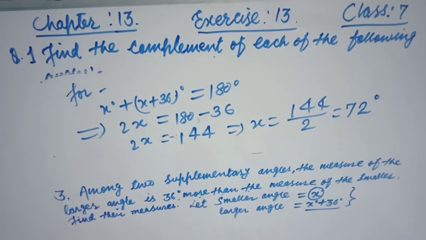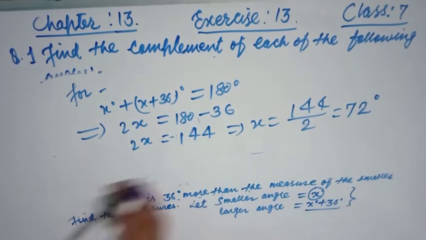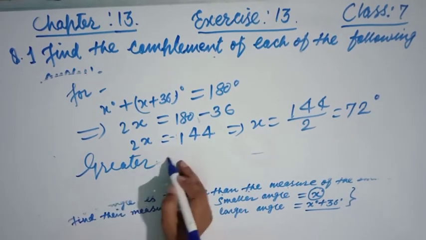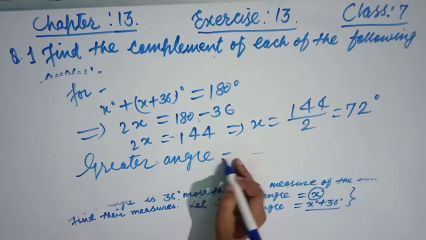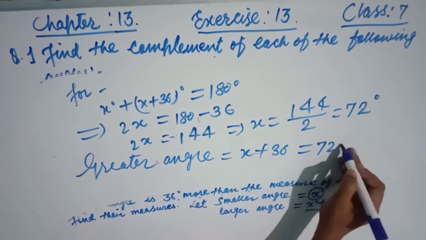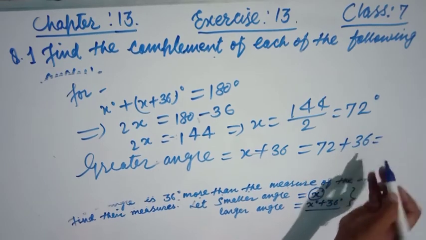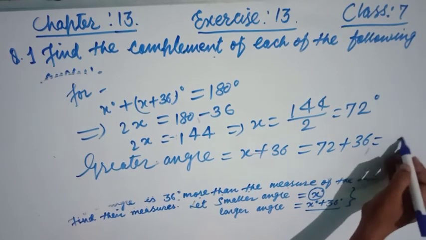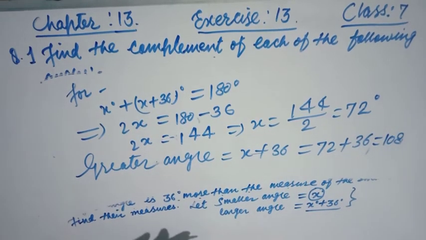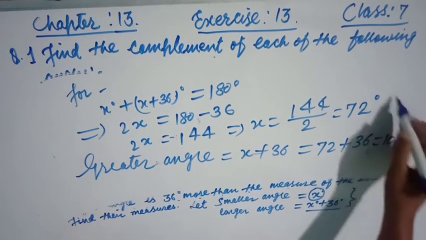Now the greater angle, friends, is x plus 36 degree. So x is 72 degree plus 36. Now add, friends, yes, 108 degree. So this 72 degree and 108 degree, these are the two answers.